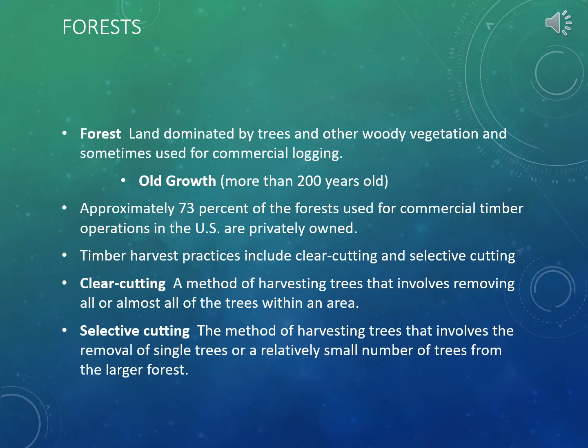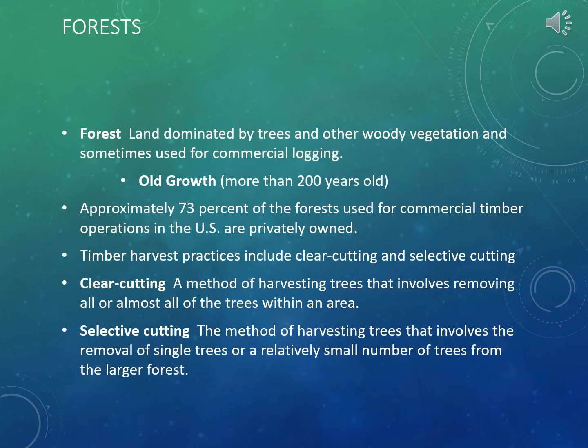Other pieces of public land in the United States are forests. Forests are land that are dominated by trees and other woody vegetation, which can sometimes be used for commercial logging. It's often also used by humans in order to access resources such as fuel and materials for building our homes. One of the things to think about is old growth forests. These are forests that are at least 200 years old and have not been touched or developed by human beings. Unfortunately, the majority of old growth forest in the world has been lost due to commercial logging and the clearing of land for agriculture.